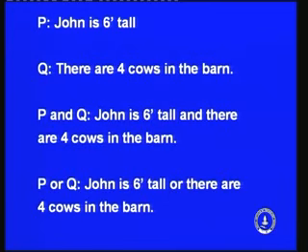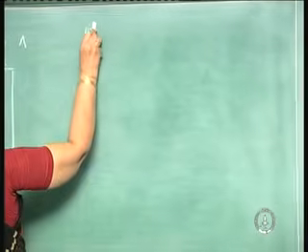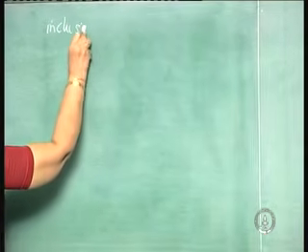What about the connective OR, P or Q? If P denotes this sentence and Q denotes this sentence, P or Q will denote the sentence: John is 6 feet tall or there are 4 cows in the barn. When can you say that this is true? When one of them is true, the compound statement will be true, or when both of them are true also, the compound statement will be true. This is called inclusive or.